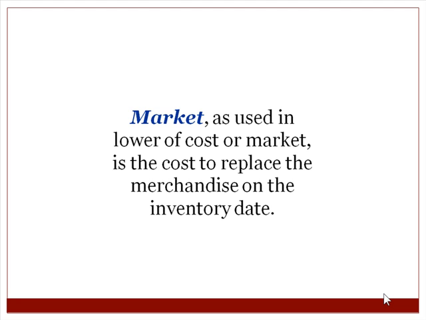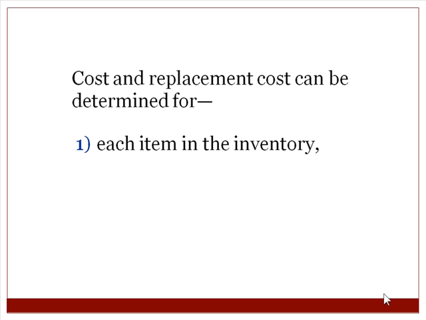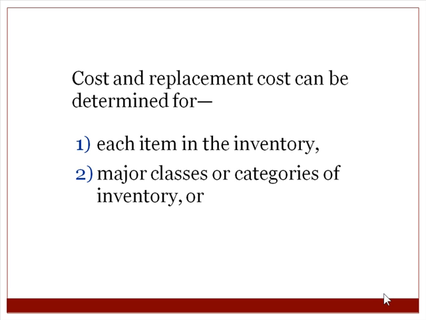So let's say that you had a bunch of inventory valued at cost, and all of a sudden the economy's changed or your product's changed. It's not obsolete, but it's really taken a dive. You have to note on your financial statements that your market cost is lower than your cost on the books. Now you don't get to report higher. You only are forced to report lower. Cost and replacement costs can be determined for each item in the inventory, or major classes or categories of inventory, or the inventory as a whole.